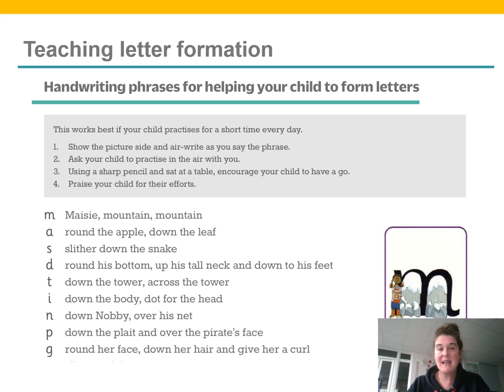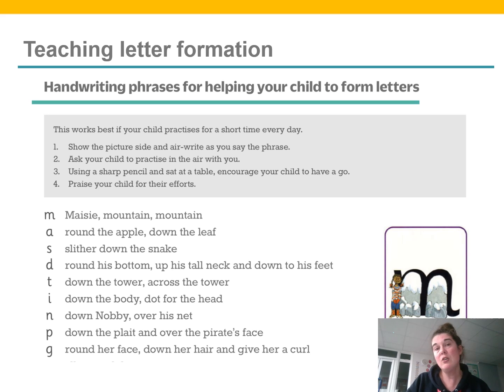So here you can see how the picture clues from the previous slide link to the letter formation rhymes. Each letter has its own formation rhyme. So for example, for M, it's Maisie, mountain, mountain. For A, it's round the apple, down the leaf. And for S, it's slither down the snake.